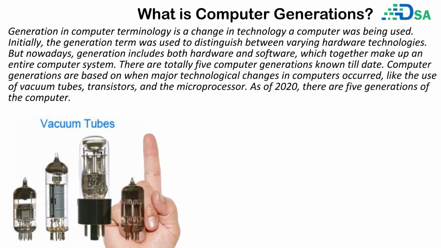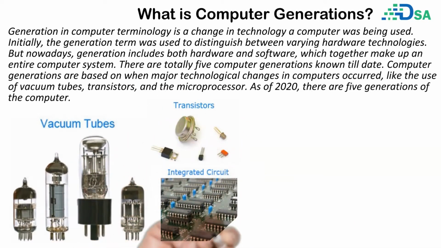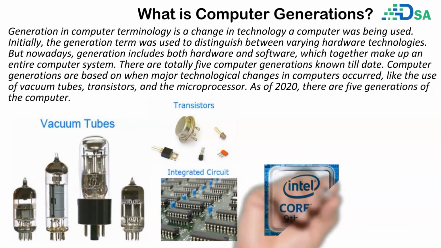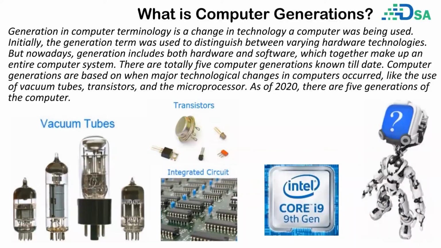Computer generations are based on when major technological changes in computers occurred, like the use of vacuum tubes, transistors, and the microprocessor. As of 2020, there are 5 generations of the computer.